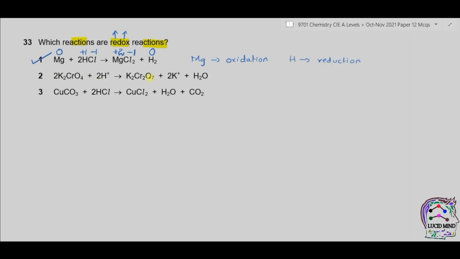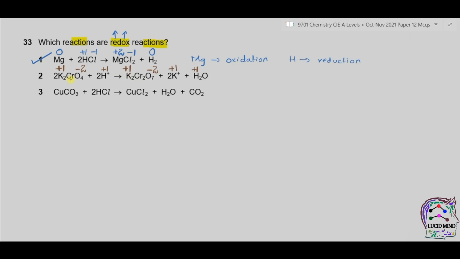Now let's find the oxidation states in the second one. We have potassium. Potassium is +1. It has not changed. H plus has +1 oxidation state on the reactant side, and in water again it has +1 oxidation state because oxygen is -2 and there are 2 hydrogen atoms. Each one will have +1 charge. This one is also +1. The oxidation state of oxygen does not change. It is -2 on the reactant side and -2 on the product side.